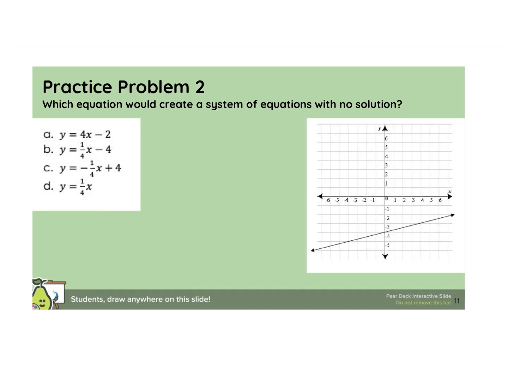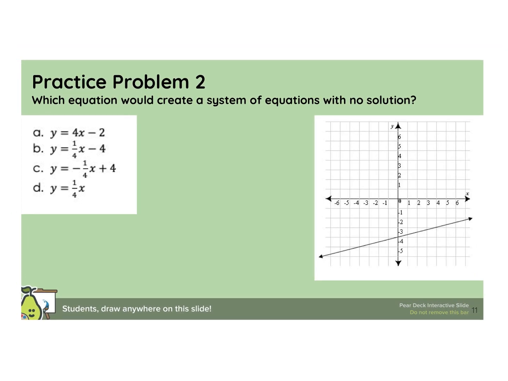All right, multiple choice. Which equation would create a system with no solution? So no solution means parallel. Parallel means same slope, but different y-intercepts. So I need to find the slope of this line and the y-intercept. For this line, the y-intercept is -1, 2, 3. It's at -4.